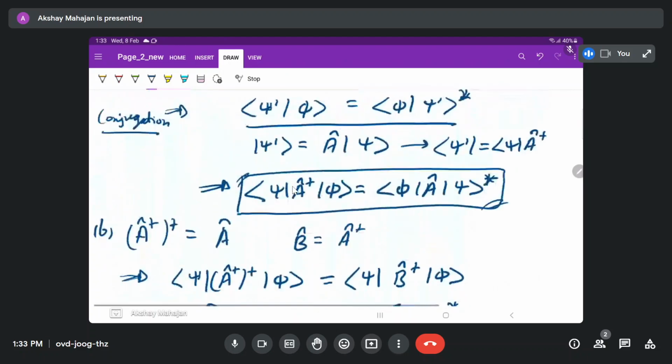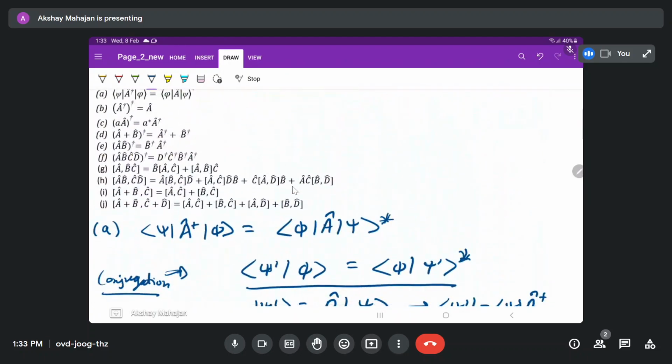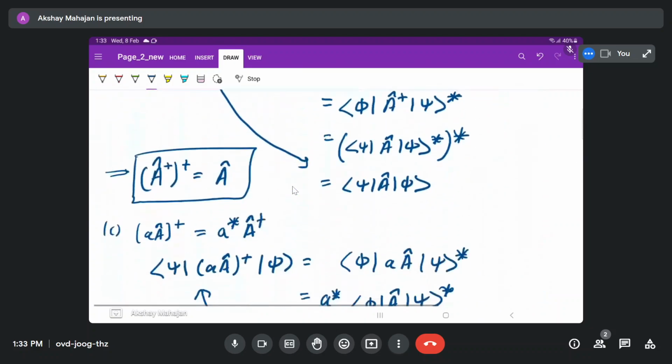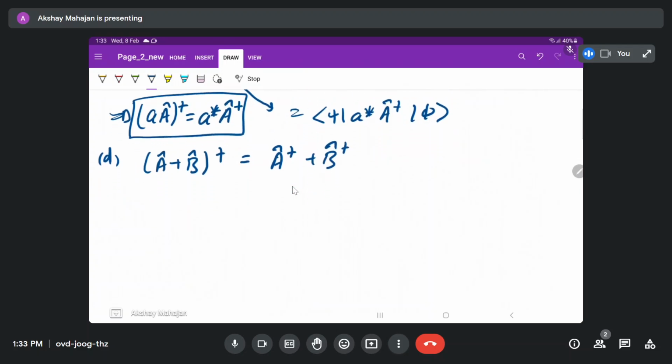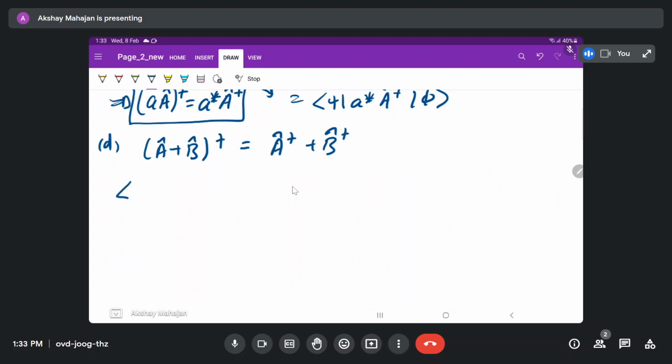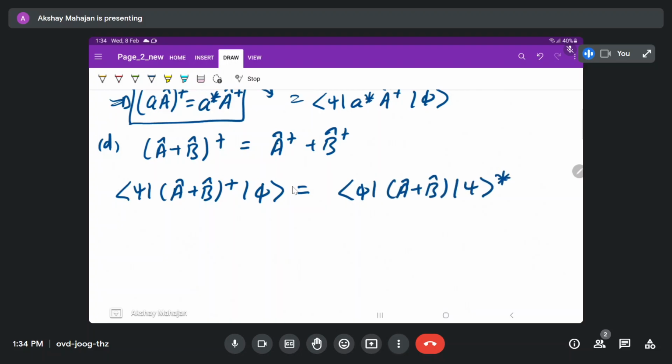Let's go to our fourth identity, which is a cap plus b cap adjoint. So how do we have to open this a cap plus b cap whole adjoint? This should open as a cap adjoint plus b cap adjoint. This is what we have to do. Now to do that, again we are going to use the similar technique that we have used till now. So this could be written as phi a cap plus b cap psi star.